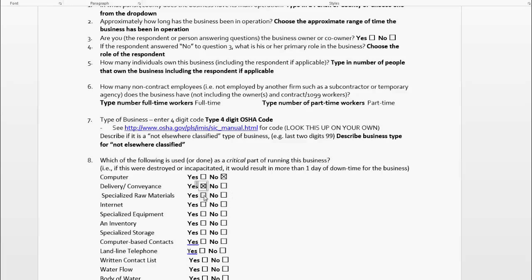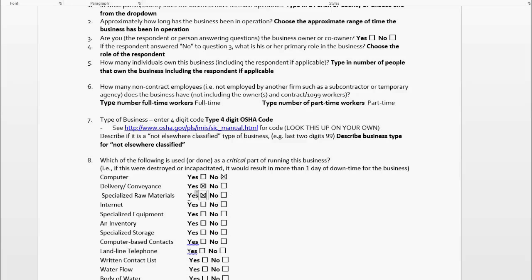So in other words, if the business lost their car or even the business owner's personal car, that might make the business unable to deliver or get their materials. All right, the next thing is specialized raw materials, which is related to the last thing I said. If there's a special flour or special mix that I need to order that I can't just run out to Walmart or Brookshire's, the grocery store, and get, then I put yes.